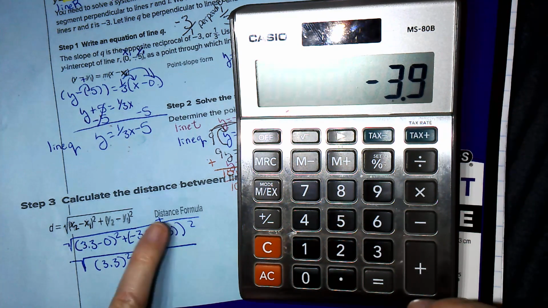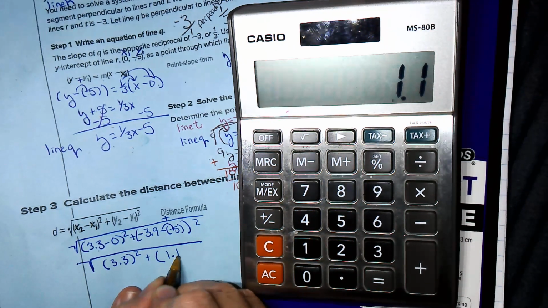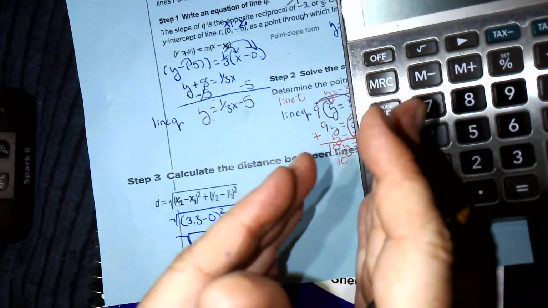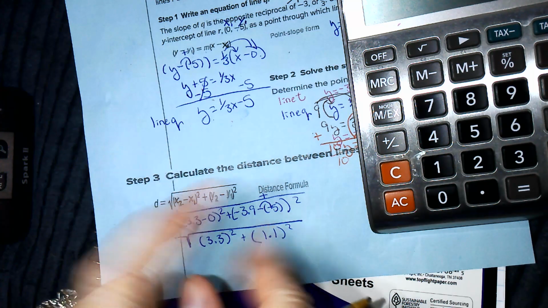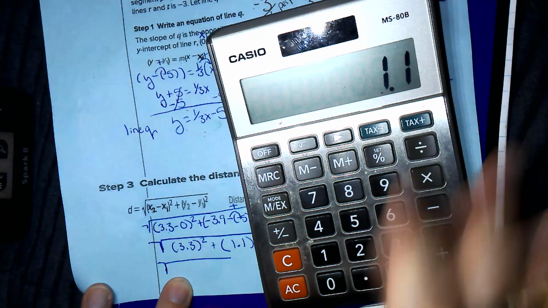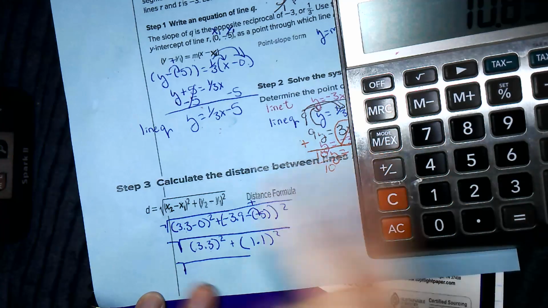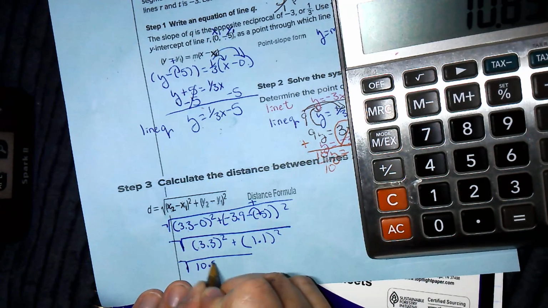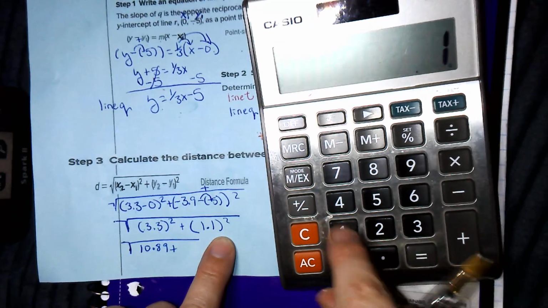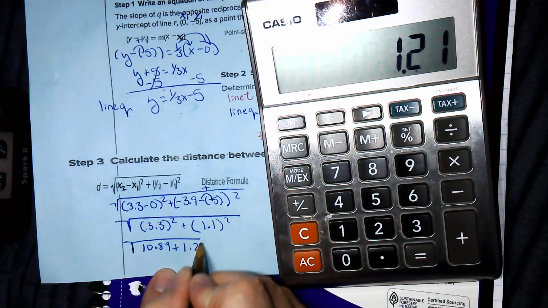A negative 3.9 plus 5 equals 1.1, so 1.1 squared. Now that we have one number inside each parentheses, we're going to square those. Don't lose the radical. 3.3 squared, which is 3.3 times 3.3, is 10.89. Plus 1.1 squared, which is 1.1 times 1.1, equals 1.21.